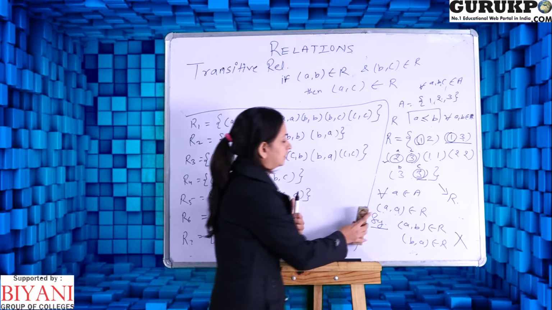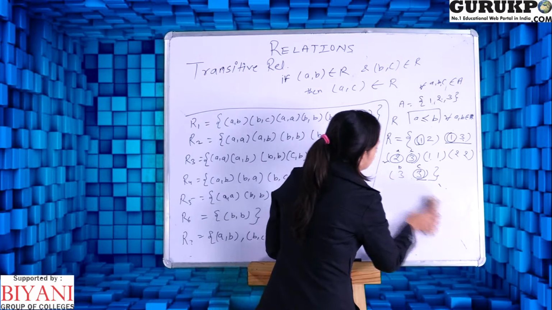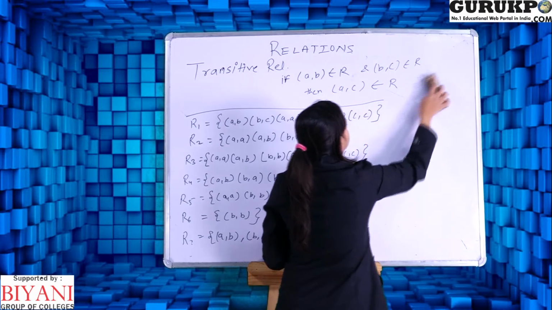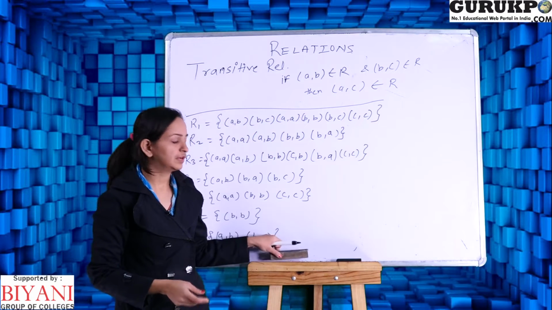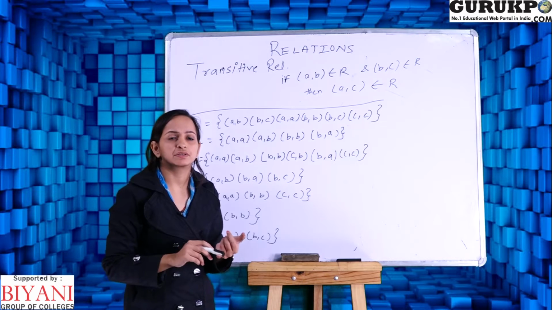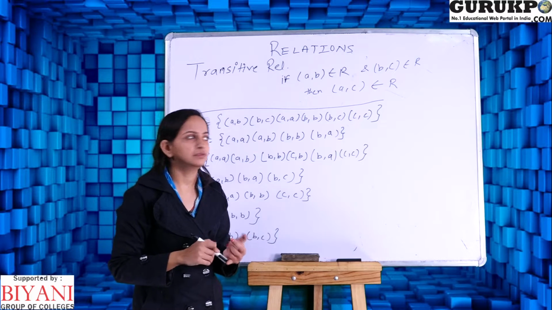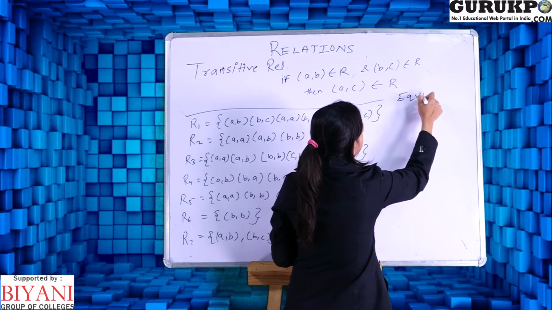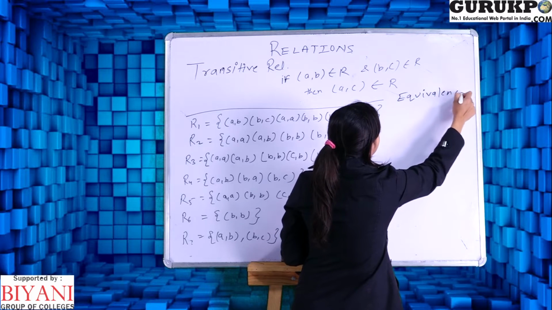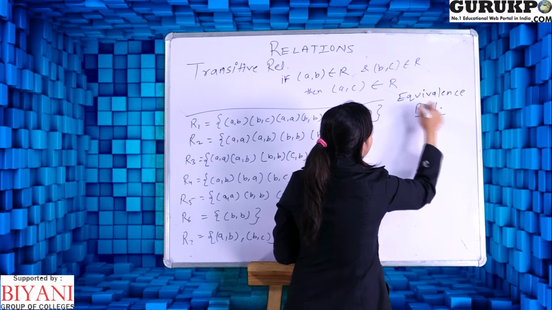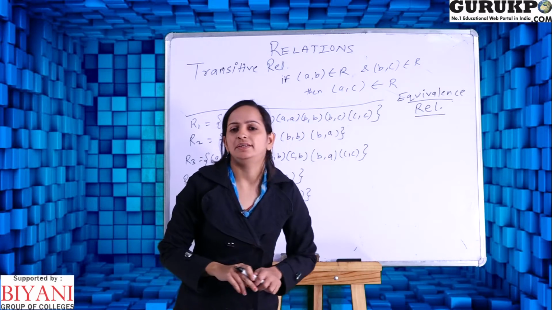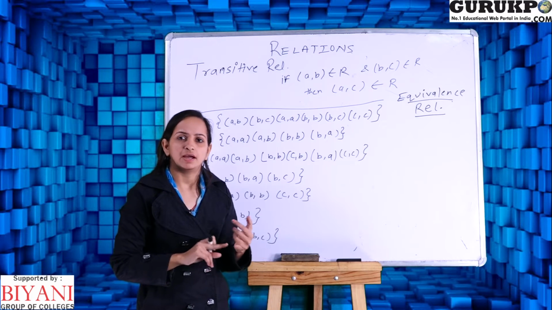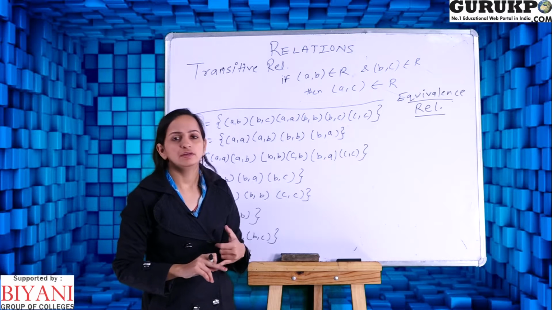Now we have discussed all three types of relation. The first one was reflexive, second one was symmetric, and the third one was transitive. And if any relationship set satisfies all three conditions, that means if a relation is reflexive, symmetric and transitive, then that type of relation is called an equivalence relation. Now the question is, what is an equivalence relation? The answer is, if a relation is reflexive, symmetric and transitive, then that type of relation is called an equivalence relation.